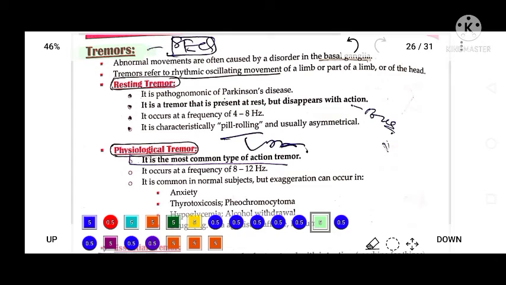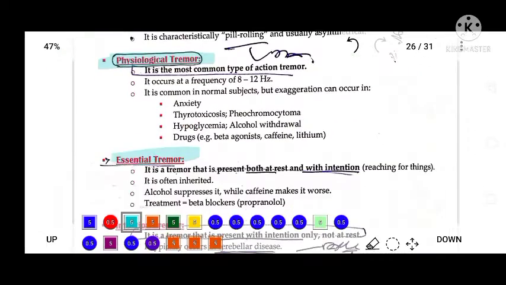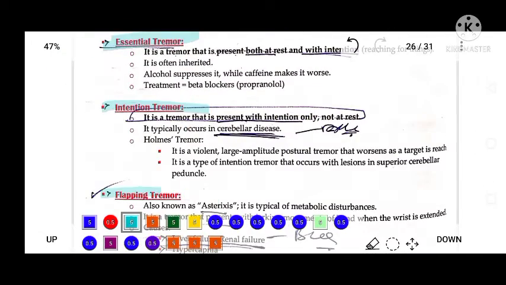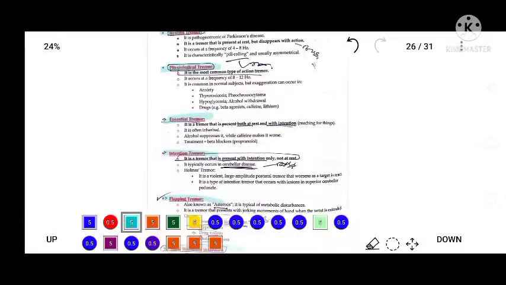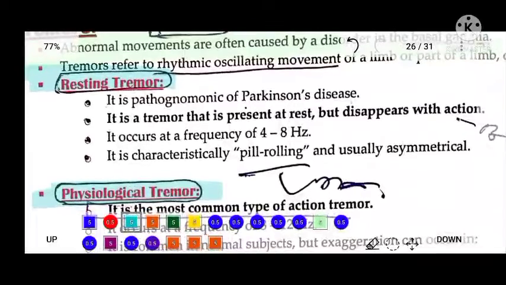So now we will be looking at tremors. Tremors are abnormal movements and are often caused by disorder in the basal ganglia. There are different types of tremor like resting tremor, physiological tremor, essential tremor, intentional tremor, and flapping tremor, along with other movements. So all these types of tremor present differently in different disorders.